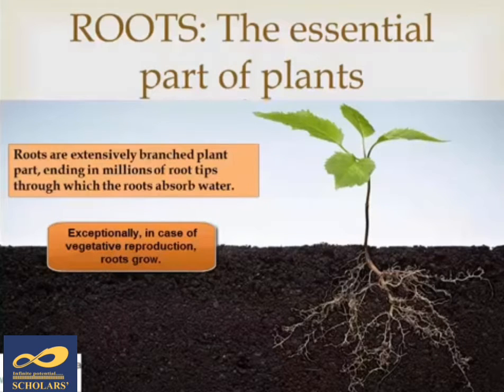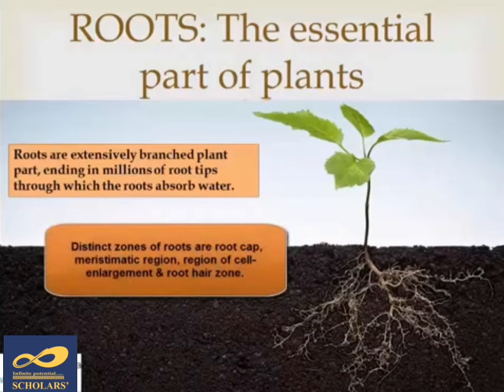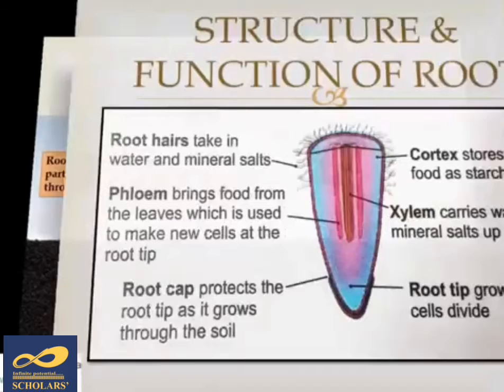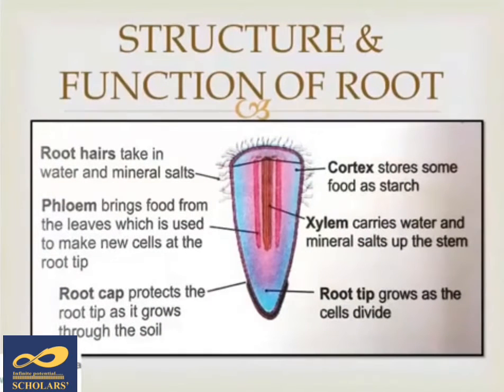Roots have the following distinct zones: root cap, meristematic region, region of cell enlargement and root hair zone. In this you can see the structure of root. Look at these root hairs. They take in water and mineral salts. Look at this cortex. It stores some food as starch.